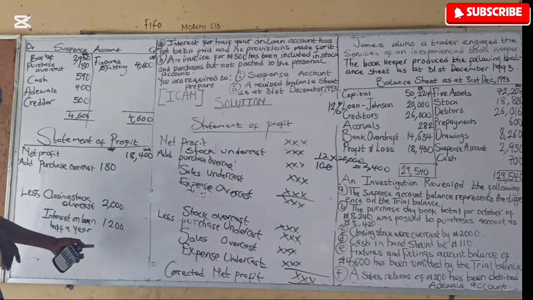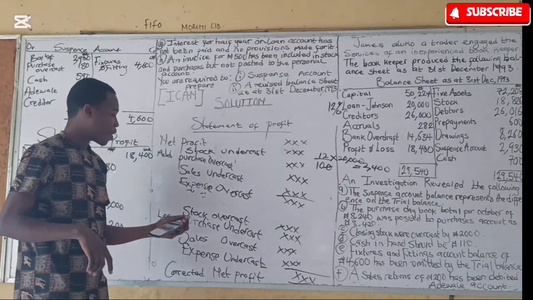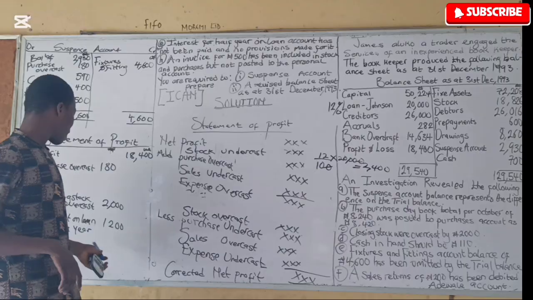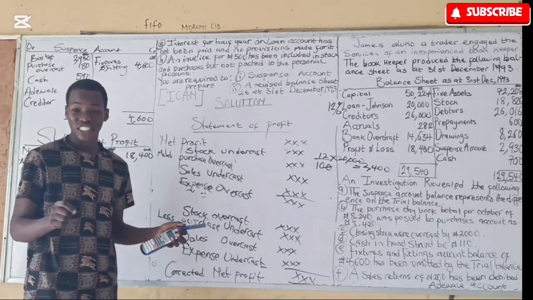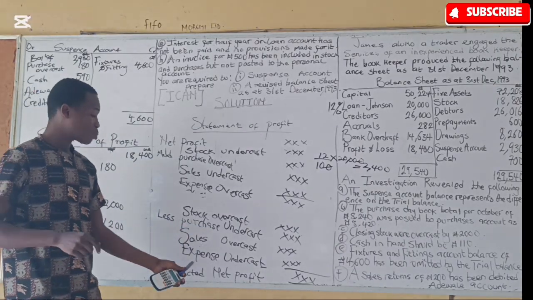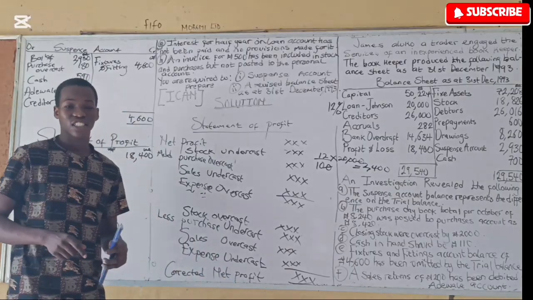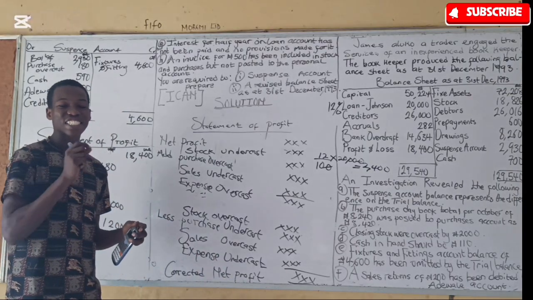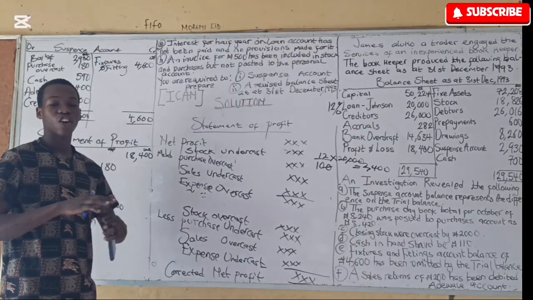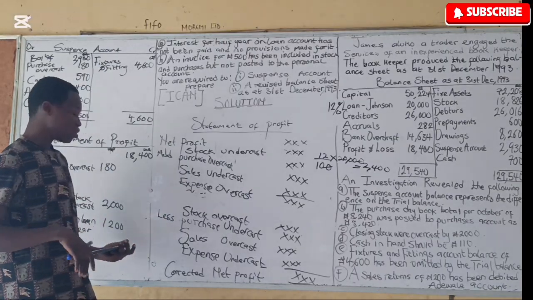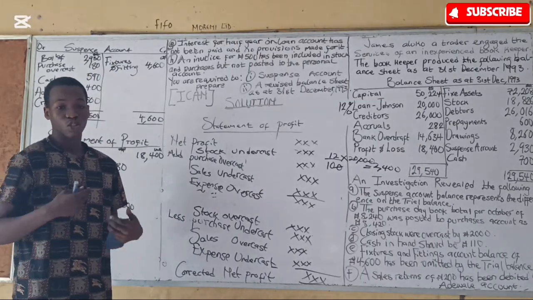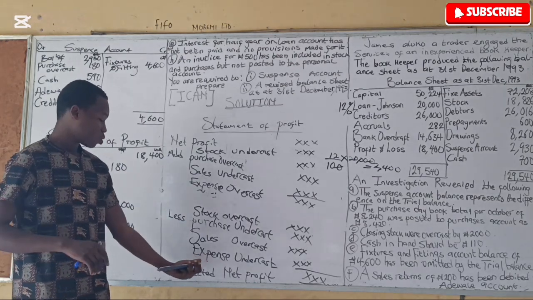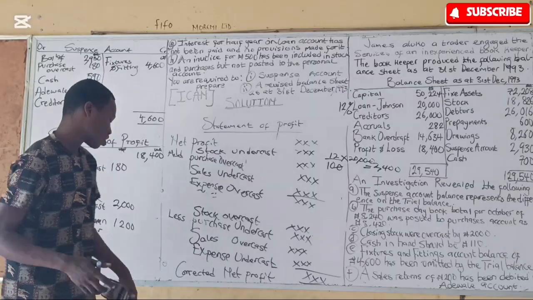Now, why are we putting interest on loan here? Expenses undercast and overcast. You get my point now. Interest on loan, since they have not recorded it in the book, it means that it has been undercast. Do you get my point now? They did not record it at all. That is, it has 0. They recorded 0 there, so they undercast the amount and it should be 1,200. Just look at it like that. So it falls under expenses undercast.